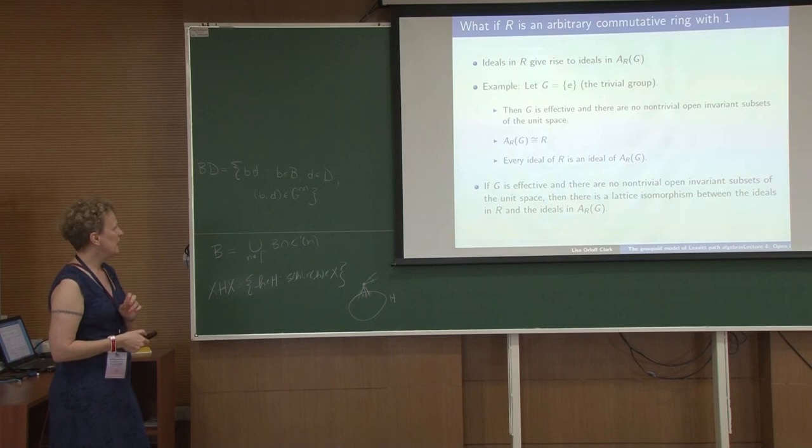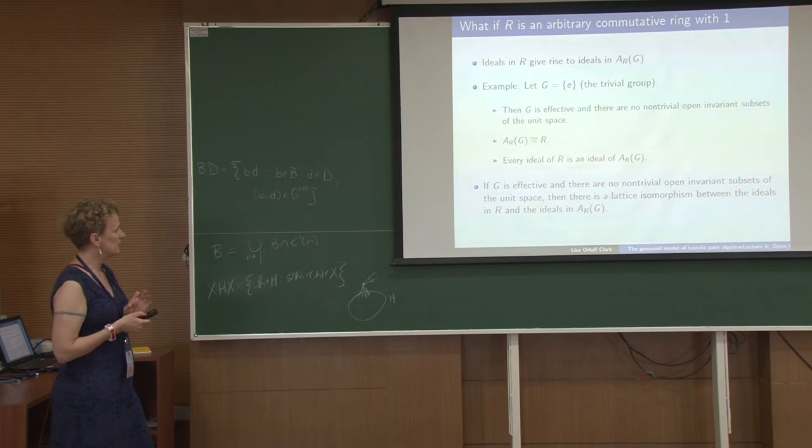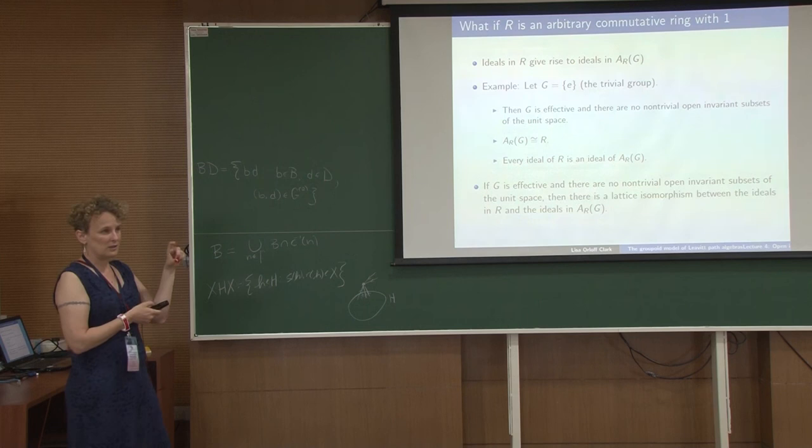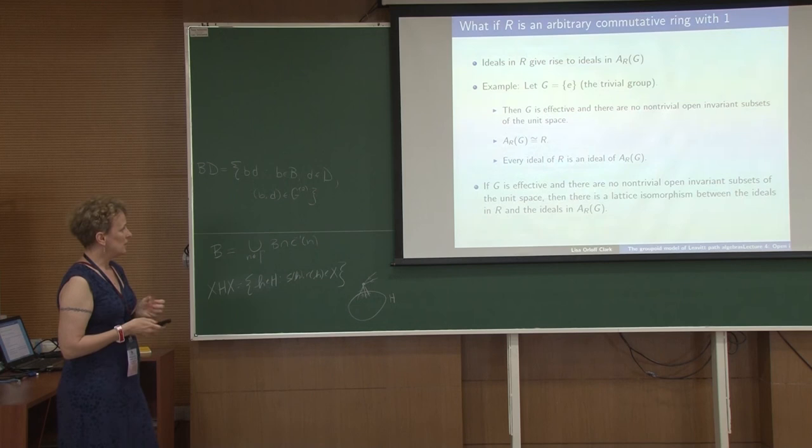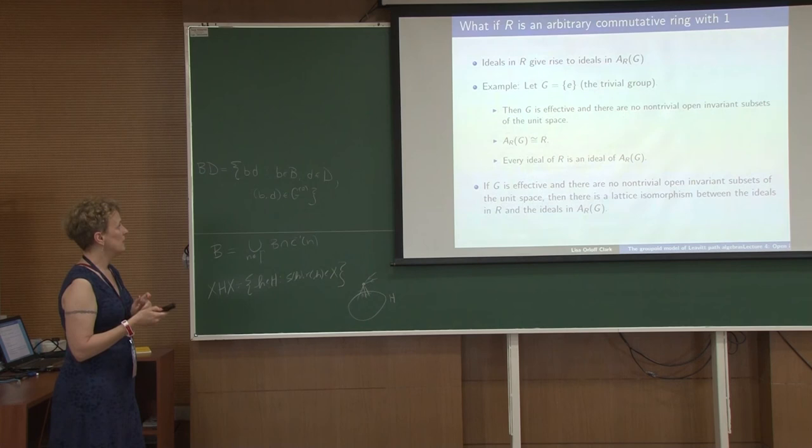And in fact, you could show that if G is effective and there are no non-trivial open invariant subsets, then that's the condition for simplicity when your coefficients are a field. So really, the only ideals you get are the ones in the ring. So you get a lattice isomorphism between ideals in the ring and ideals in the algebra. But we want to do better than that.